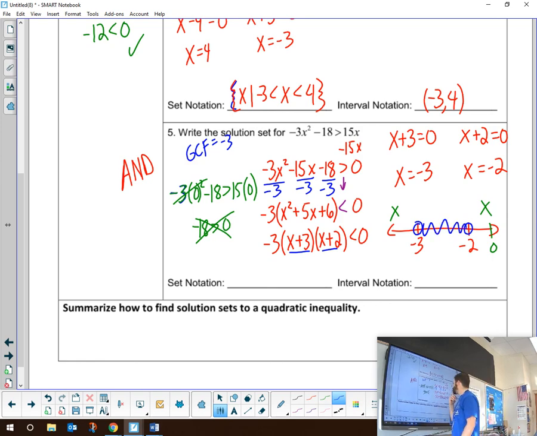So for my set notation, it's just in the middle here, and so it's just going to be between negative 3 and negative 2, so I'm going to go all numbers of x such that x is greater than negative 3 and x is less than negative 2. For my interval notation, it's going to be parentheses, negative 3, comma, negative 2.